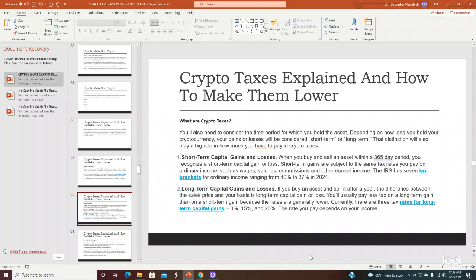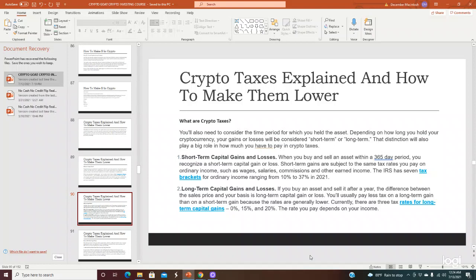So here's the definition for short-term capital gains and losses, which is when you buy and sell an asset within a 365-day period, you recognize a short-term capital gain or loss. Short-term gains are subject to the same tax rates you pay on ordinary income, such as wages, salaries, commissions, and other earned income. The IRS has 7 tax brackets for ordinary income, ranging from 10% to 37% in 2021.